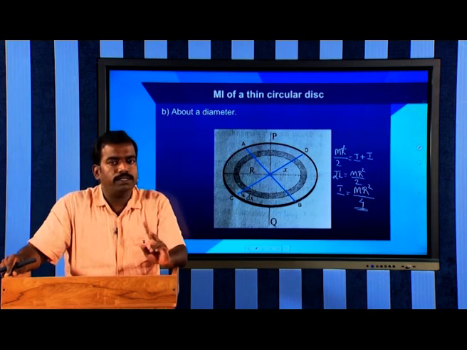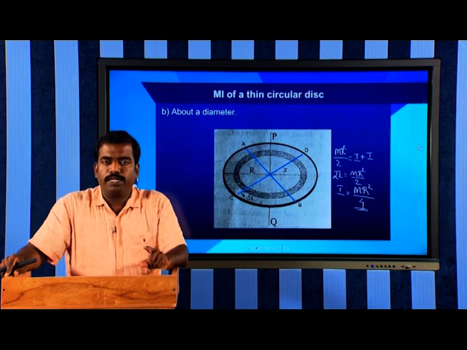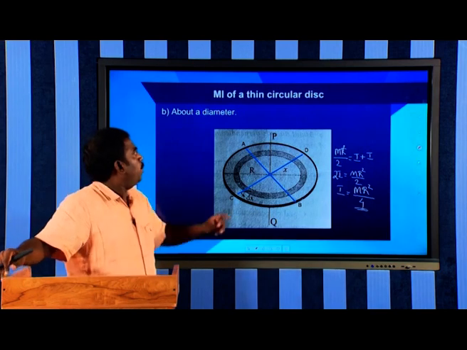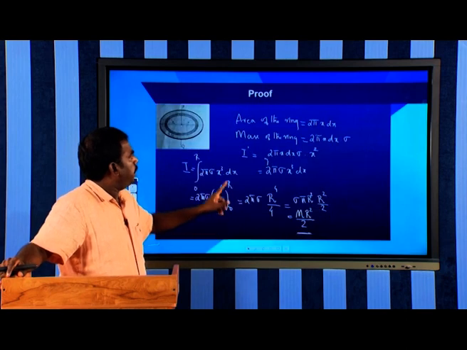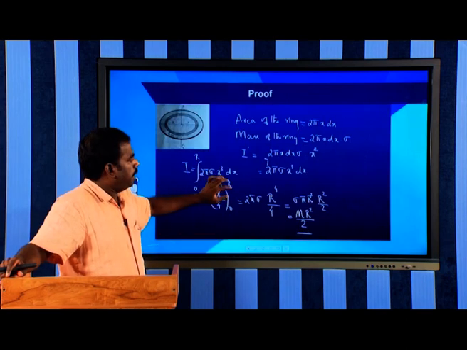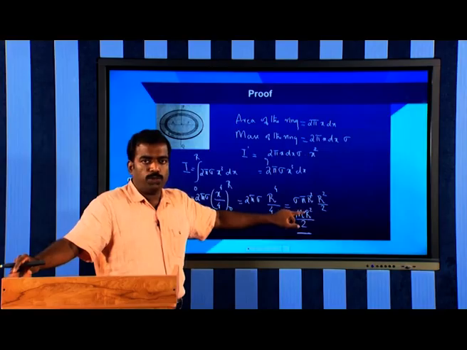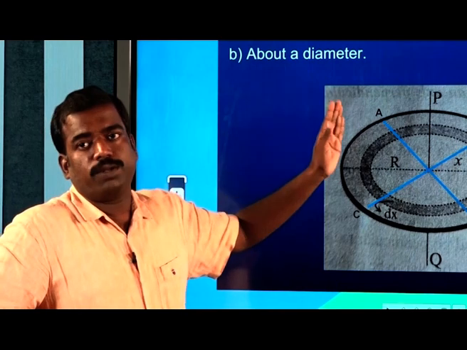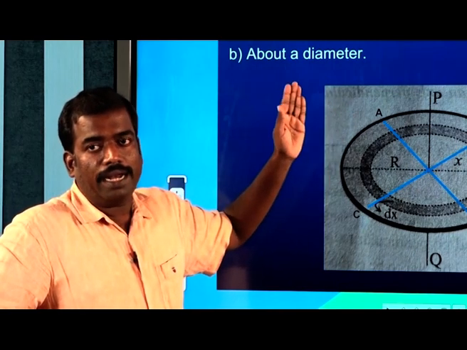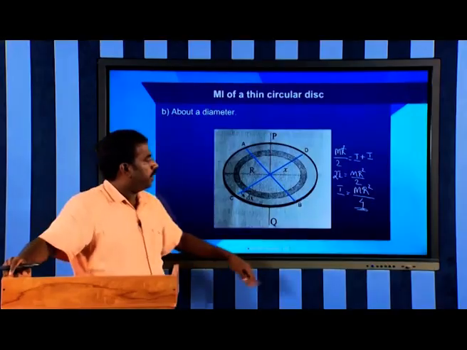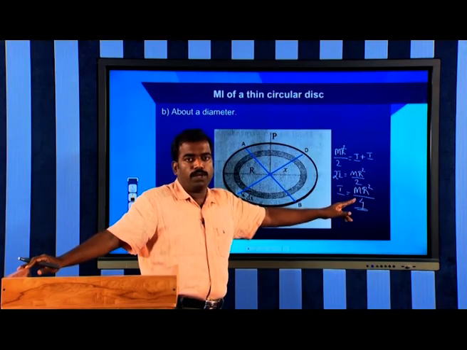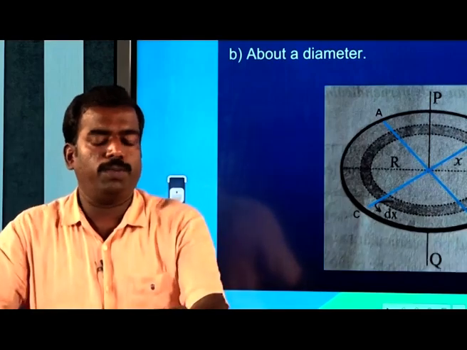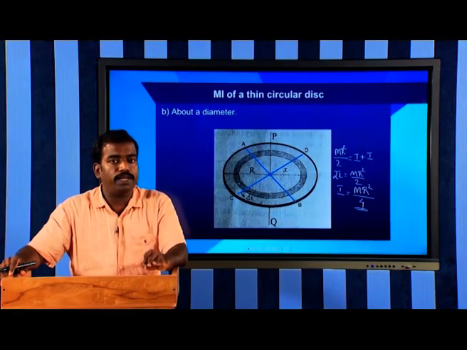Here we learned two formulae. First, the moment of inertia of the disk about an axis passing through its center and perpendicular to its plane is m r square by 2. Also, we discussed the moment of inertia of the same circular disk of mass capital M and radius r about its diameter, and it is m r square by 4. So we learned the moment of inertia of the ring as well as of the circular disk. Next we are going to discuss the moment of inertia of an annular disk.